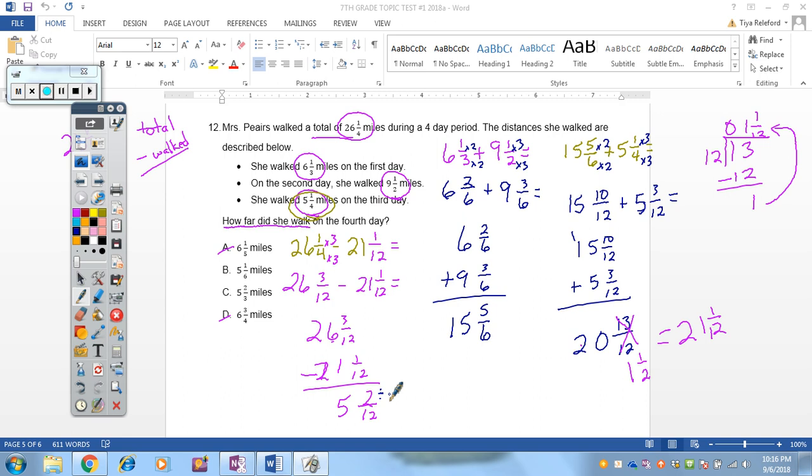What can I divide 2 and 12 by? 2. So now I have 5 and 2 divided by 2 is 1. 12 divided by 2 is 6. 5 and 1/6. Is that an option? Oh, way better. Sorry I made a big mess out of that, guys.